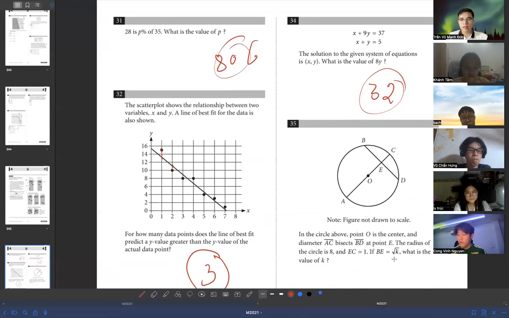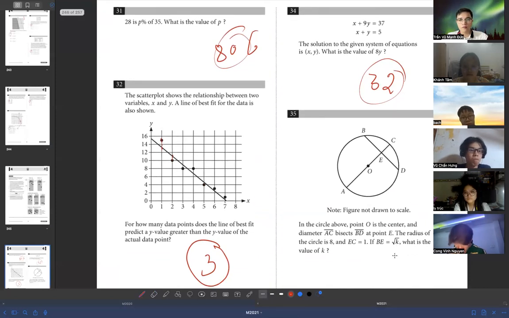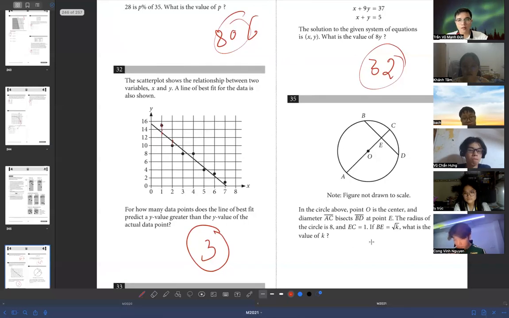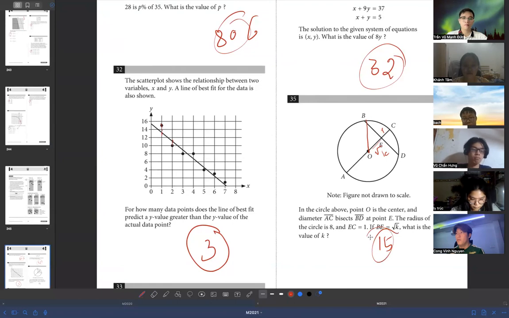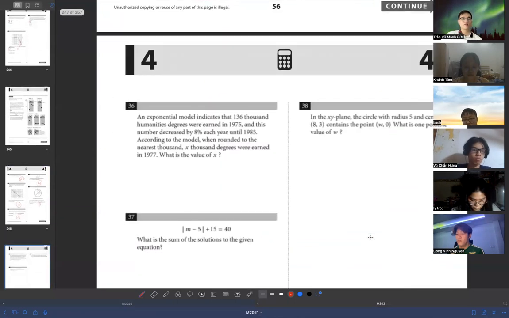If BE equals K square root of K, what is the value of K? The radius of the circle is 8. EC is 1. BE is square root of K. BC is 1. Okay, you get BC. So this is 15. Good. Next up is 36.